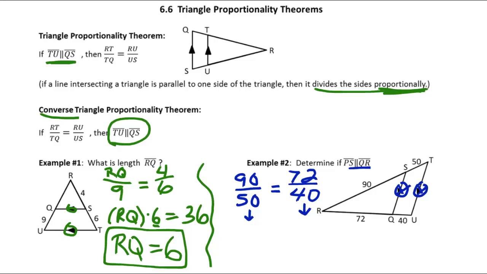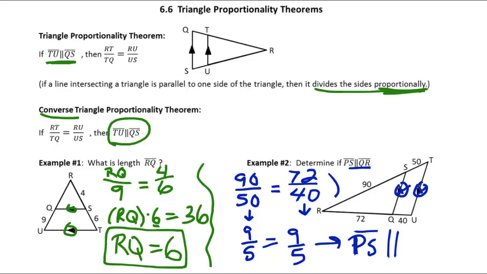So first, I would simplify this. 90 over 50 is going to simplify to 9 over 5. And if you aren't sure how to simplify a fraction on a calculator, for 72 over 40, if I want to get that in lowest fraction form, you hit your math button on the left-hand side of your calculator, hit math, enter, enter, and that'll give you the fraction in lowest form, and you will get 9 over 5. And so therefore I know that PS is parallel to QR.